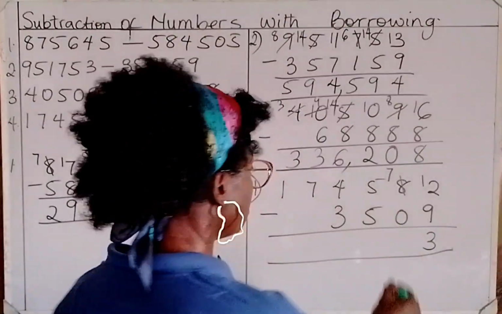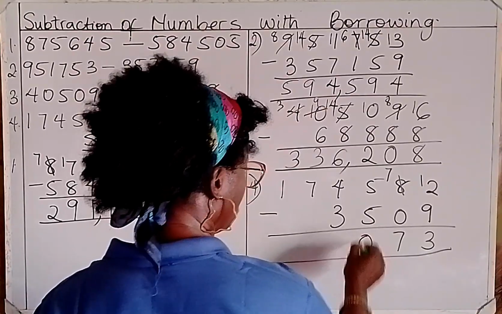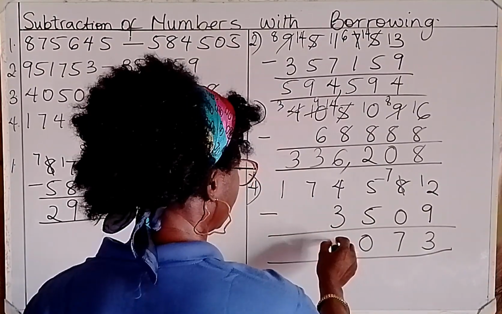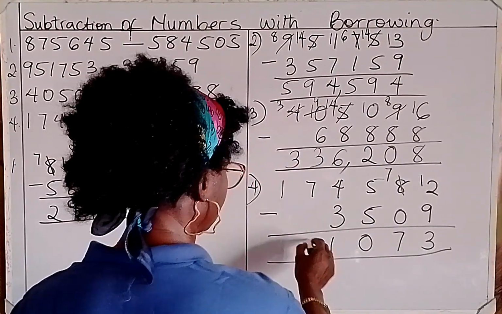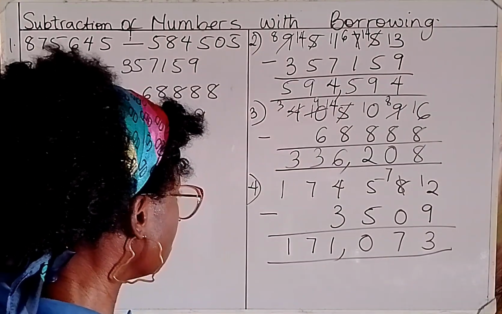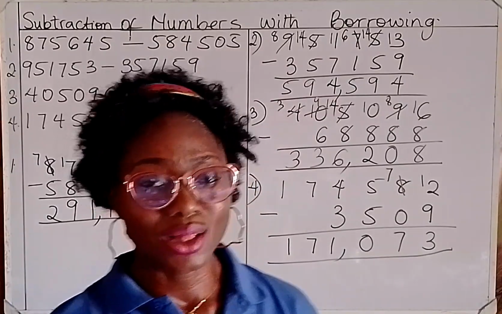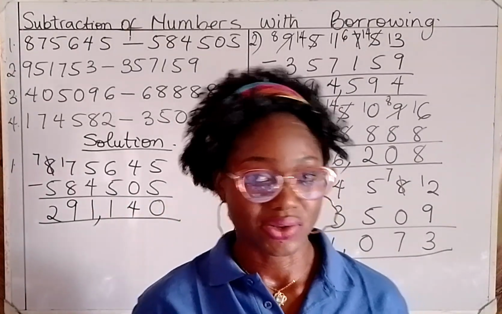7 take away 0 is 7. 5 take away 5 is 0. And 4 take away 3 is 1. Then we're left with what? 7 and 1. And our answer is 171,073. Yes, a lot of students find this difficult to calculate.